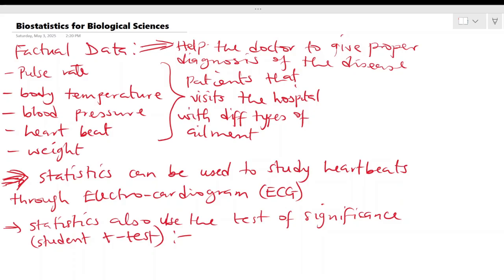So we want to look at the types of biological and medical data. We'll do that on the next page.